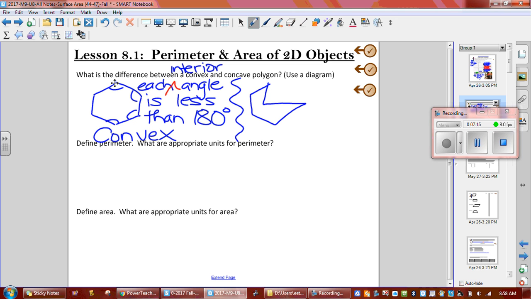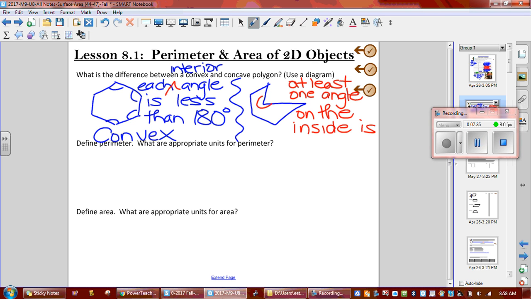So this is a large angle. At least one angle on the inside is greater than 180 degrees. Okay? So on the inside, this guy right here would be called a reflex angle, because it's greater than 180, it's quite a big angle. So that's for concave.